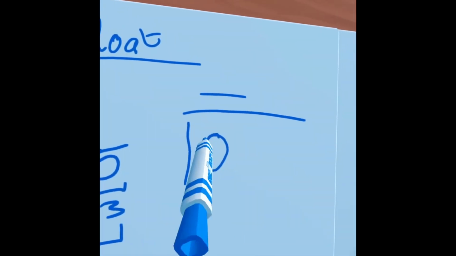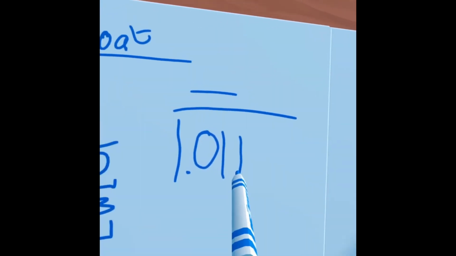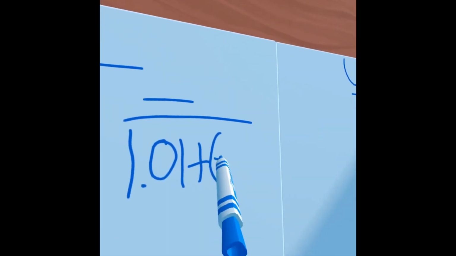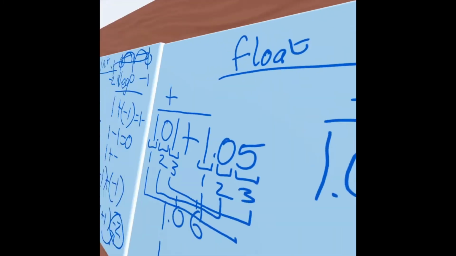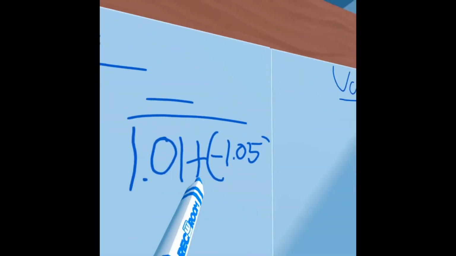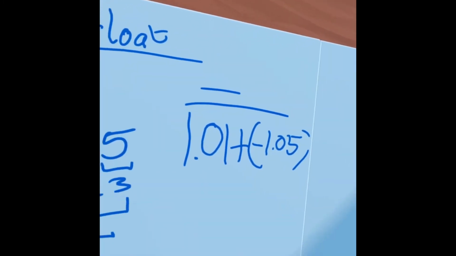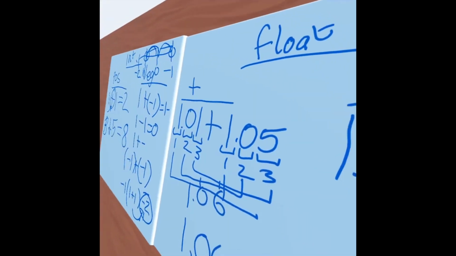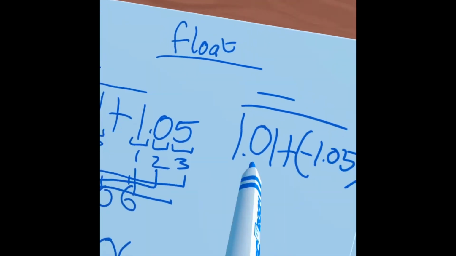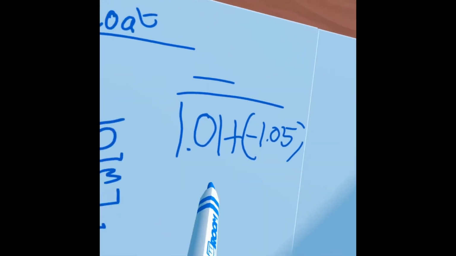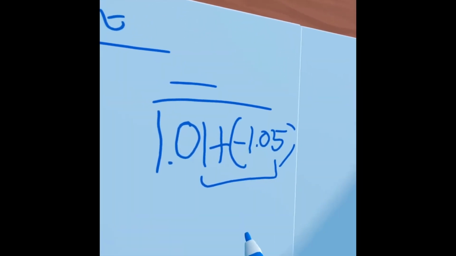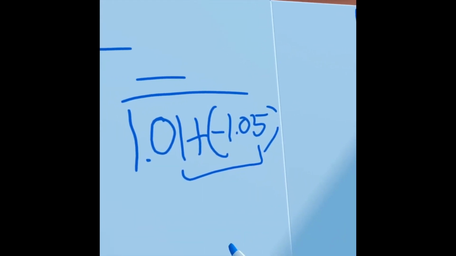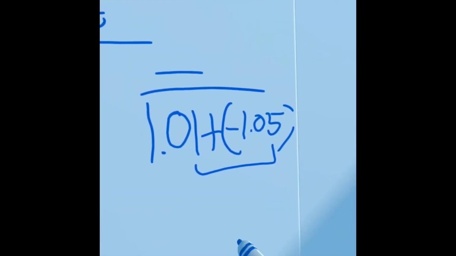So it's pretty much the exact same as over there with negatives. We're just going to do the exact same number here, 1.01 plus negative 1.05. So we do it the same way, but we're subtracting pretty much, right? Because if it's a positive plus a negative, it's pretty much subtracting. So we say, okay, 1 minus 5 is negative 4, right?